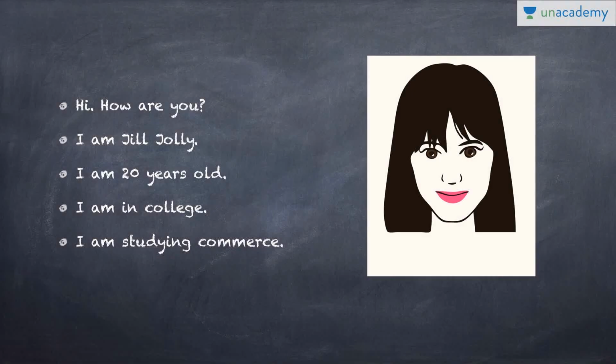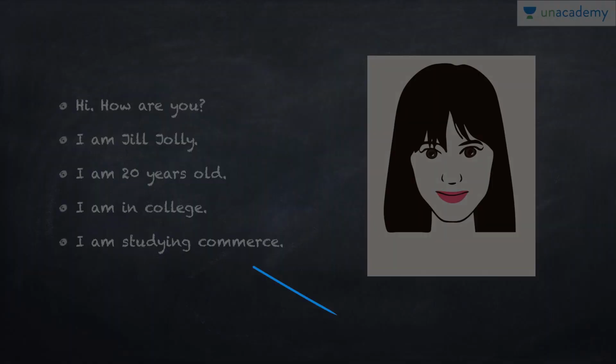Okay? Now let's listen as their daughter Jill gives her introduction. Again, I will speak out these sentences. I want you to pay attention to them and read them as I speak. Ready? Let's start. Hi, how are you? I am Jill Jolly. I am 20 years old. I am in college. I am studying commerce. I'll repeat it. Hi, how are you? I am Jill Jolly. I am 20 years old. I am in college. I am studying commerce.